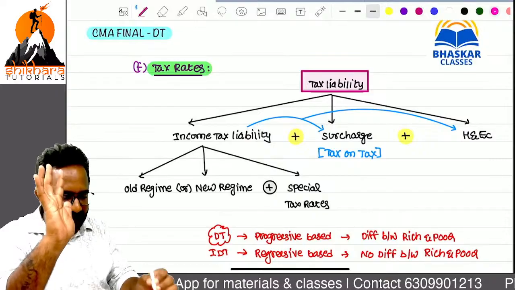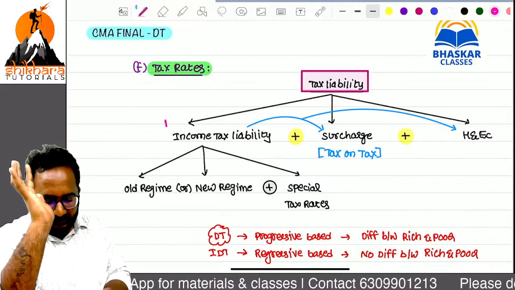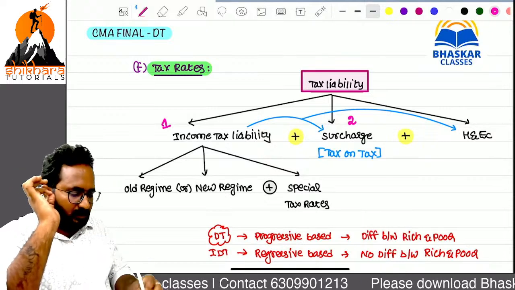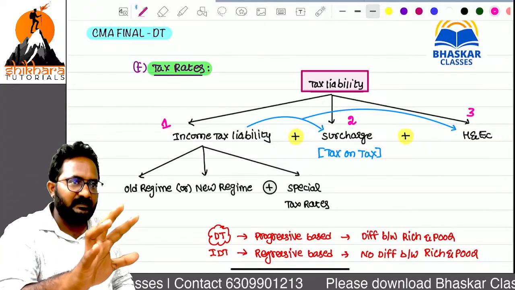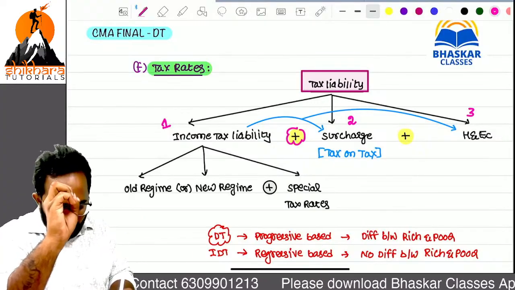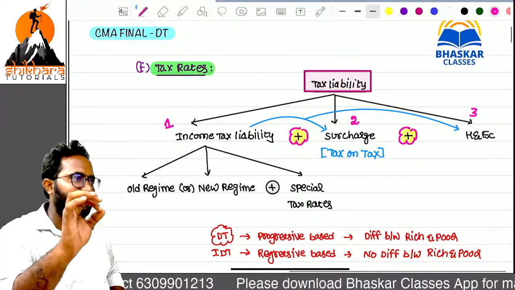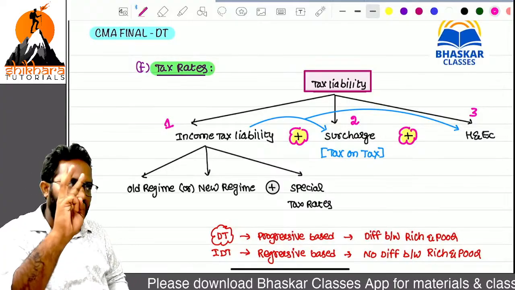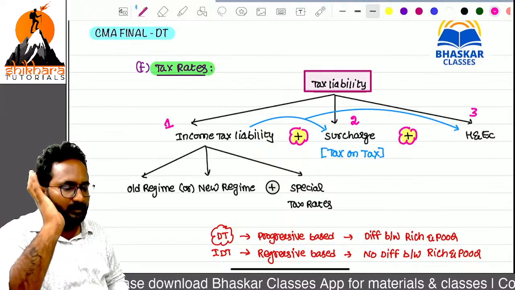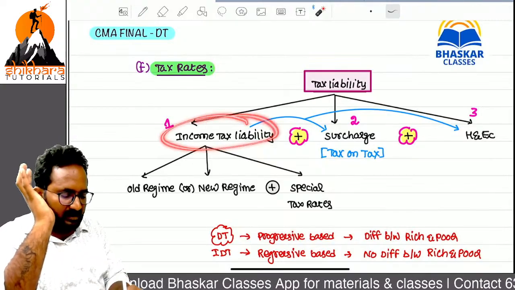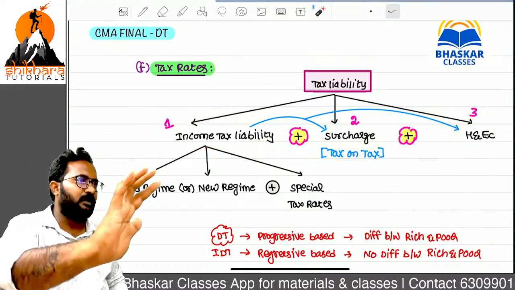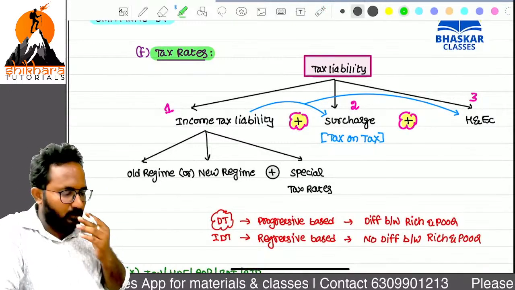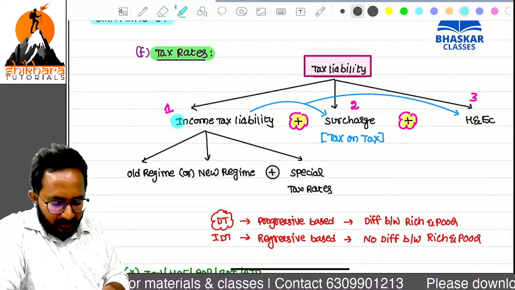What are the three components, sir? First one, income tax liability you have to calculate. Second, you need to find out surcharge. Third, you need to find out health and education cess. If you add these three things together, you will get the tax liability of any person. Again, I am asking how many components we have to calculate? Three. All together we can call it the tax liability. First one, income tax liability. Second one, surcharge. Next one, health and education cess. Now, first we can discuss the income tax liability.